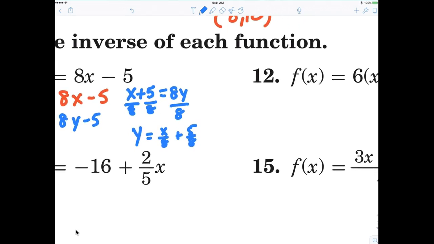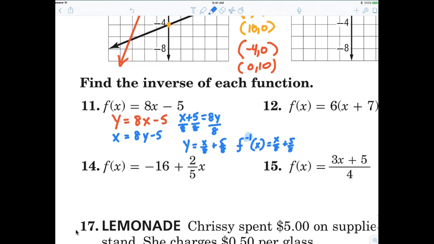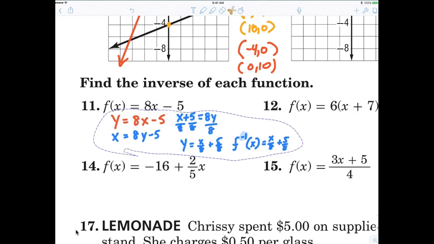Now I want to show you the inverse symbol. The inverse symbol is f to the negative 1 of x equals x over 8 plus 5/8. So this symbol right here just means inverse. That just designates it as an inverse. Hopefully you understand that. All we're doing is switching the x and the y. That's all there is to it.